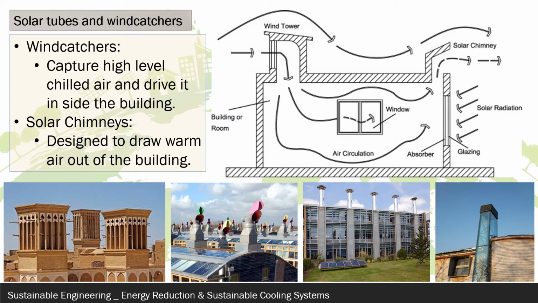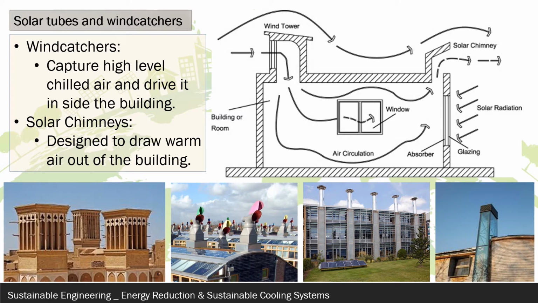Solar tubes and wind catchers are different methods we can use to circulate the airflow through a building without mechanical means. Wind catchers or wind towers are parts of the building which have been designed to catch cold airflows higher up in the atmosphere and bring them down into the building.